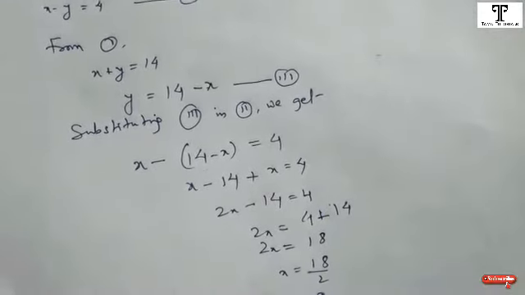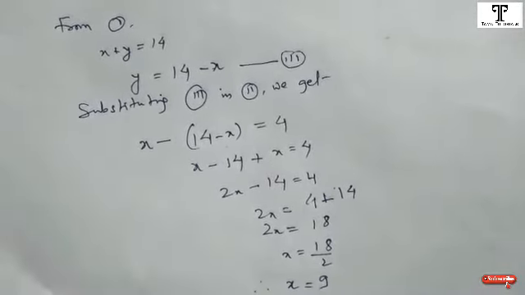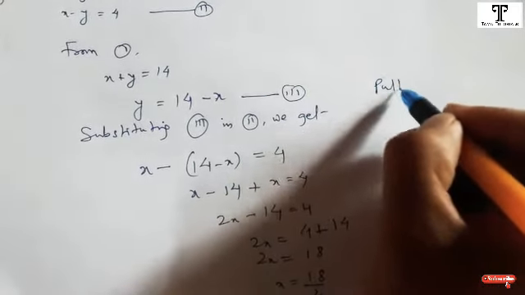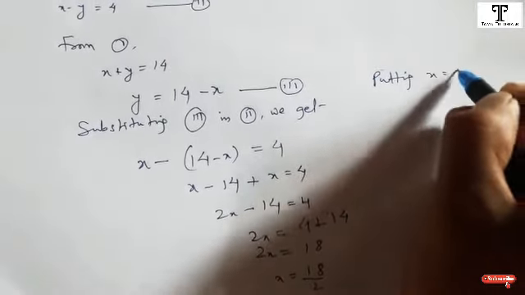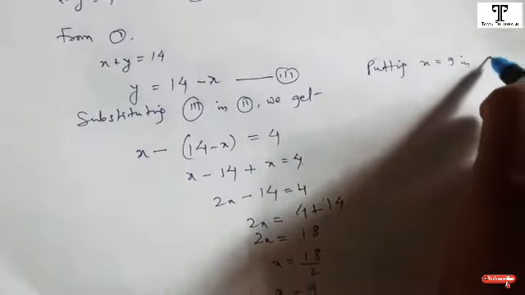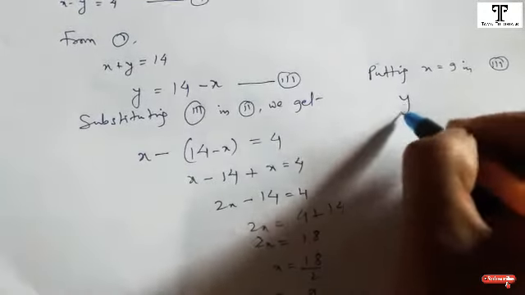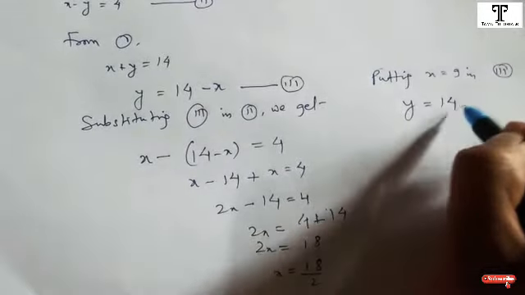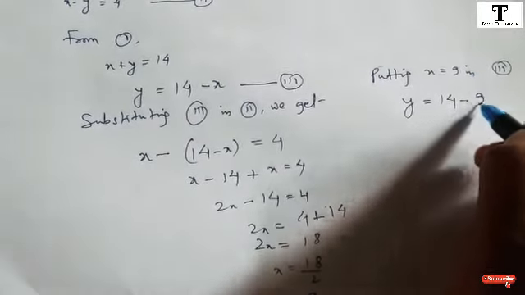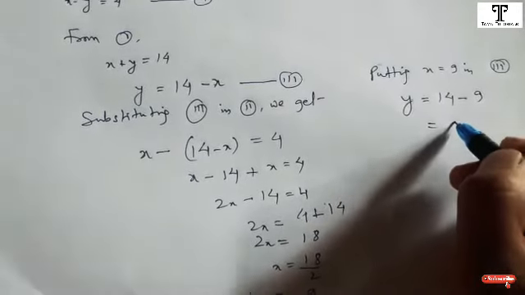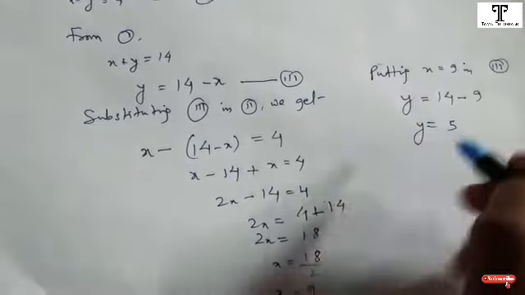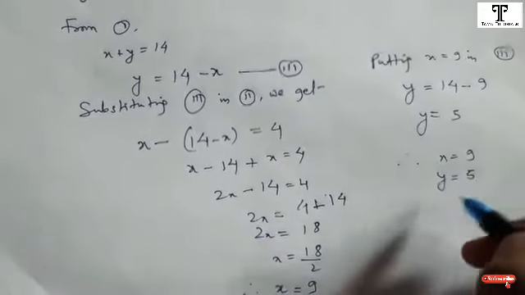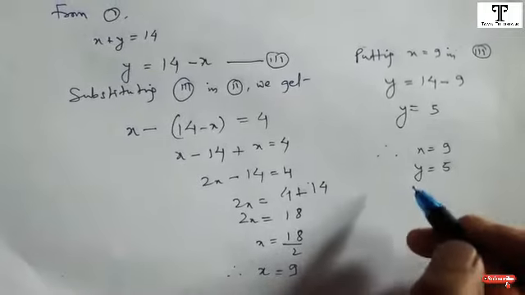Now we need to find the value of y also. Since we got the value of x equal to 9, you can put x equal to 9 in any equation, right? So equation 3 is y equals 14 minus x. The value of x is 9, so 14 minus 9 is 5, so the value of y is 5. Therefore x equals 9, y equals 5. This is the solution.